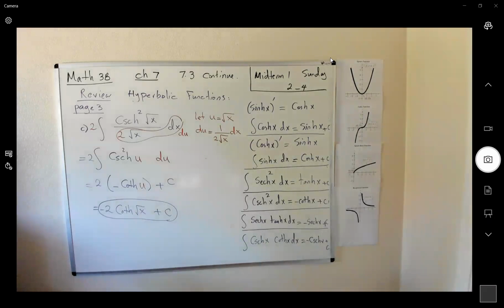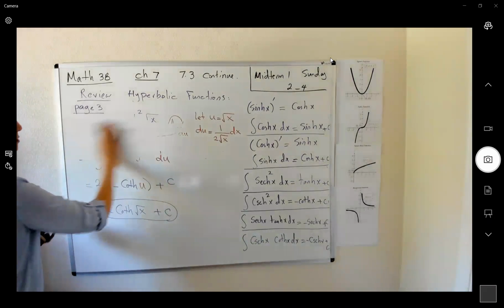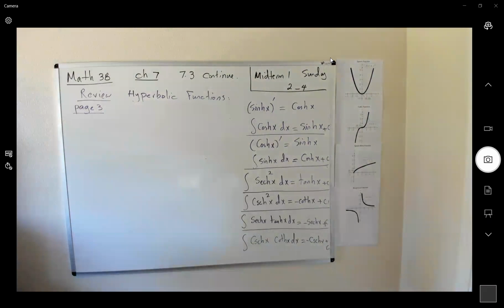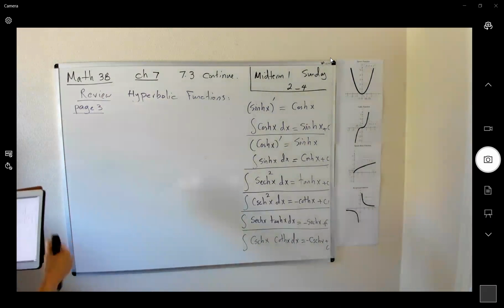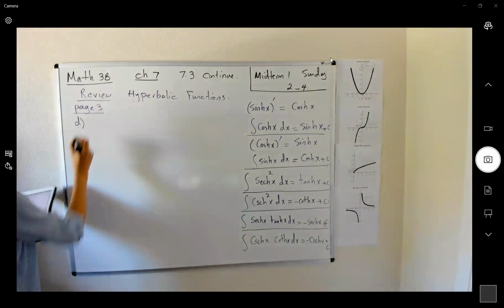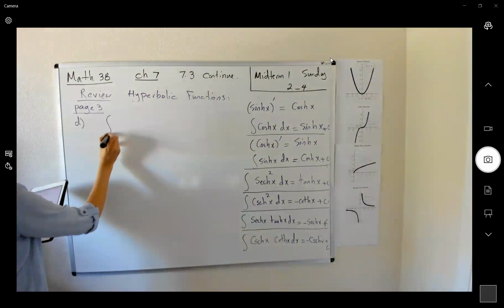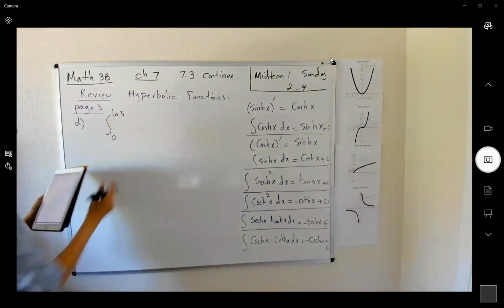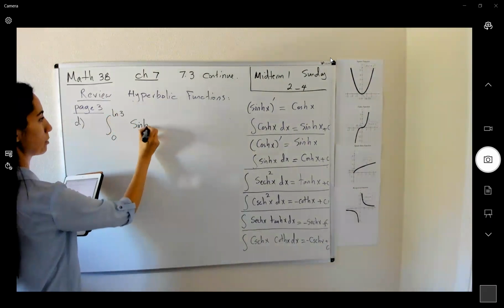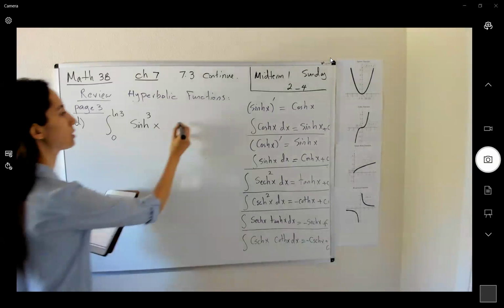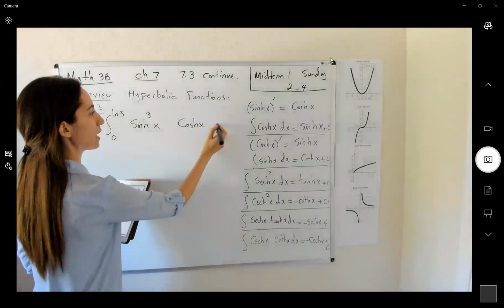Next example. Here you have definite integral 0 to ln of 3. Then we have hyperbolic sine raised to the third power times hyperbolic cosine x dx.